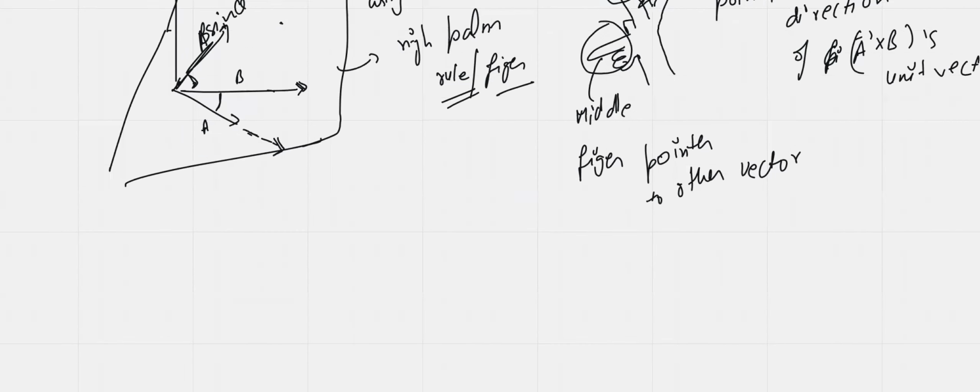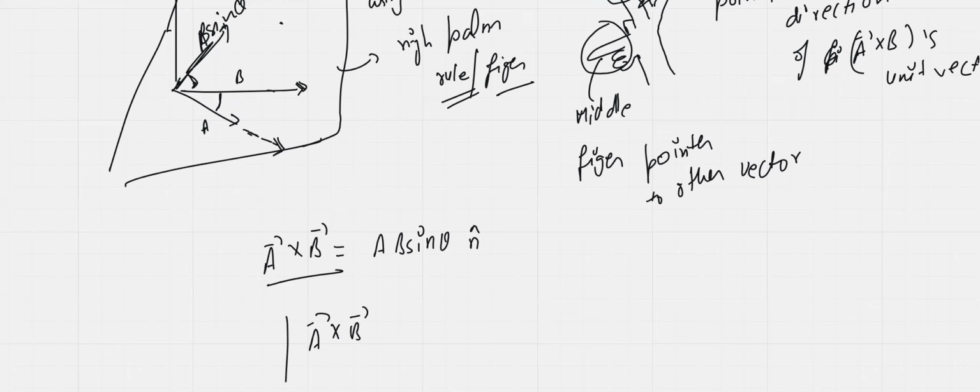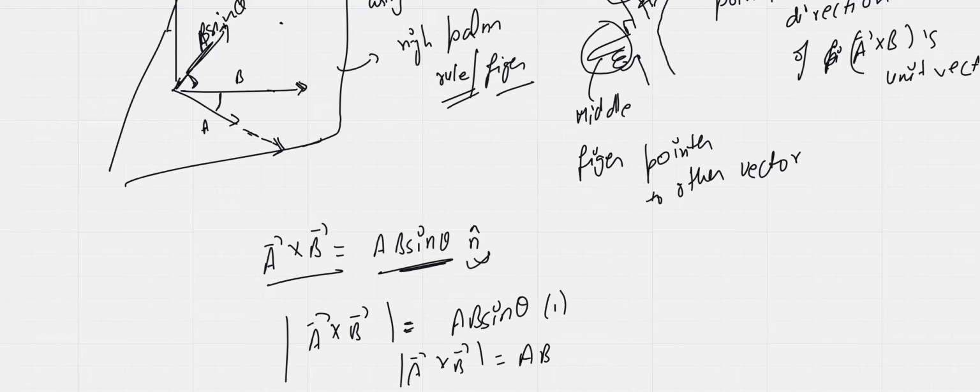Then we moved on and said A cross B is also written as AB sine theta times n. What is the magnitude of it? When I take the magnitude, I only have to think about the vector quantities. This n is a unit vector, and the magnitude of a unit vector is unity itself. So what we have got is that the magnitude of A cross B equals AB sine theta. Clear? This is one thing.